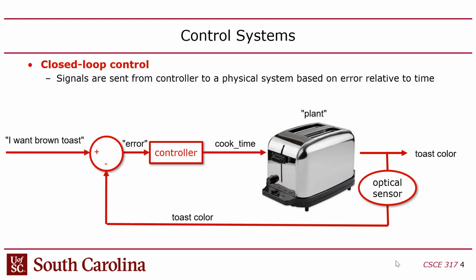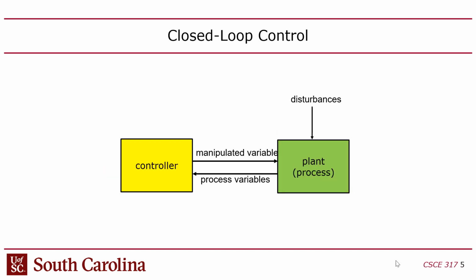But in this case, the plant would be the toaster. So in a closed loop controller, the controller is sending manipulated variables to the plant. And the plant, it's reading back process variables. So the toast color would be a process variable, and the manipulated variable would be the temperature and the time that you're toasting the bread for, right?